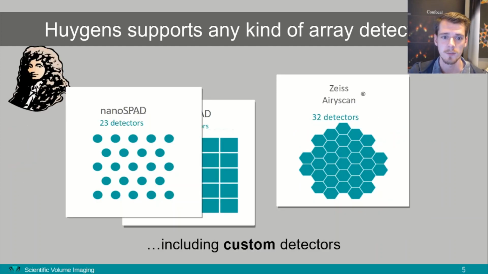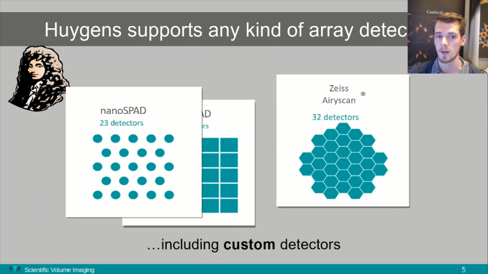Array detector microscopy can be performed with commercially available array detector microscopes. But we also support other commonly chosen layouts and even allow for custom ones. So if you're interested in doing Huygens deconvolution with a custom array detector microscope, feel free to contact us.